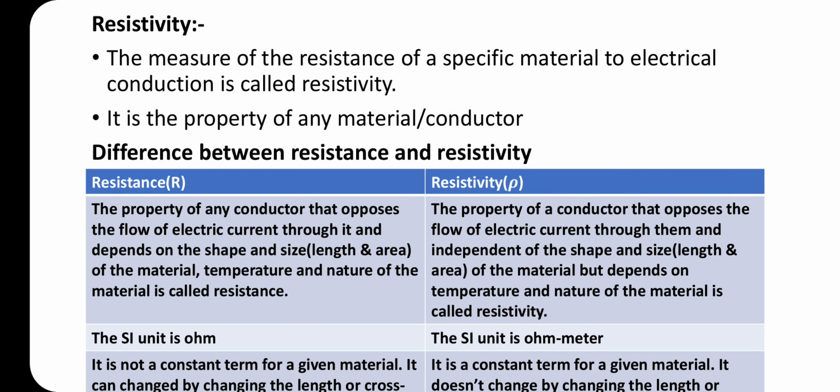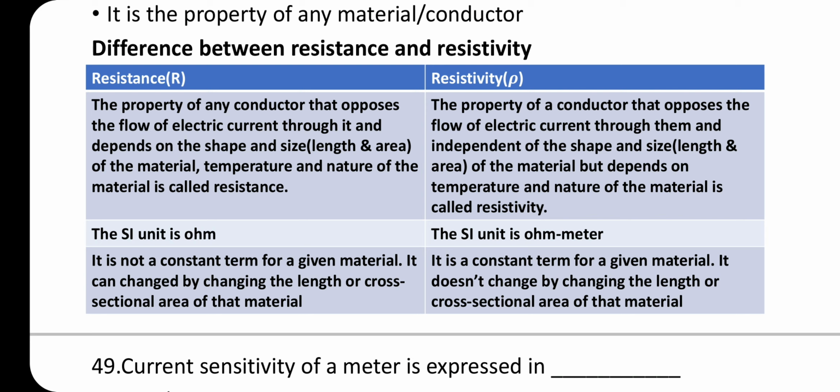Difference between resistance and resistivity. Resistance, the property of any conductor that opposes the flow of electric current through it and depends on the shape and size, that is length and area of the material, temperature and nature of the material, is called resistance. Resistivity, the property of a conductor that opposes the flow of electric current through it, is independent of the shape and size, that is length and area of the material, but depends on the temperature and nature of the material. The SI unit of resistance is ohm and the SI unit of resistivity is ohm meter.